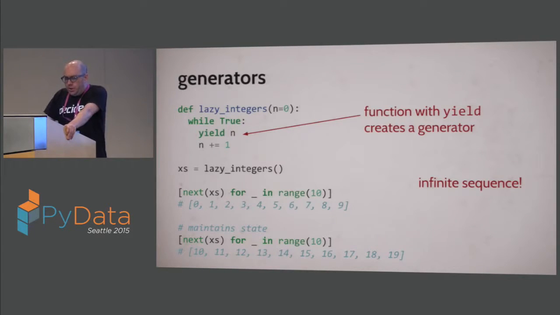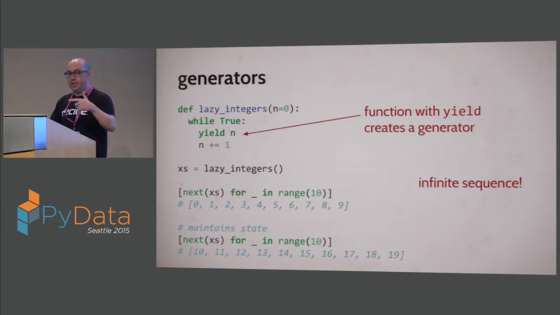So usually what you do to get iterators is you can use these generators, which are functions that have this yield statement in them. So what does this do? If you call lazy_integers, and then you call next on it, it will go until it sees the yield, it'll return that value, and then it'll pause and remember where it is.